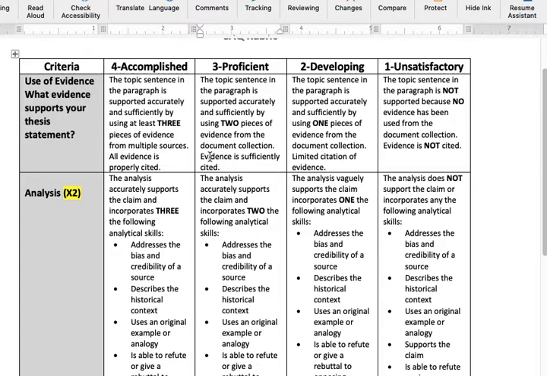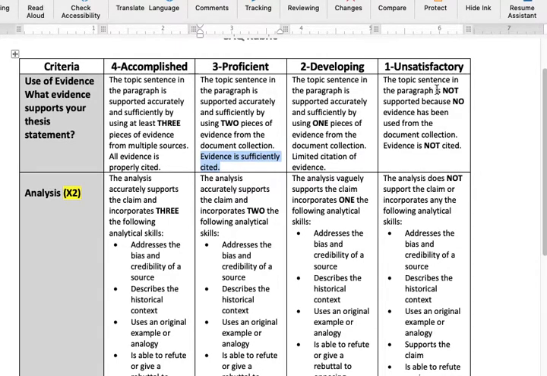If you're proficient, evidence is sufficiently cited, but you didn't really put everything in there. You maybe said, according to document A. Well, I know what document A is. Pretend like you're writing this for your math teacher, your art teacher, someone who is not in the classroom every day. And then unsatisfactory.